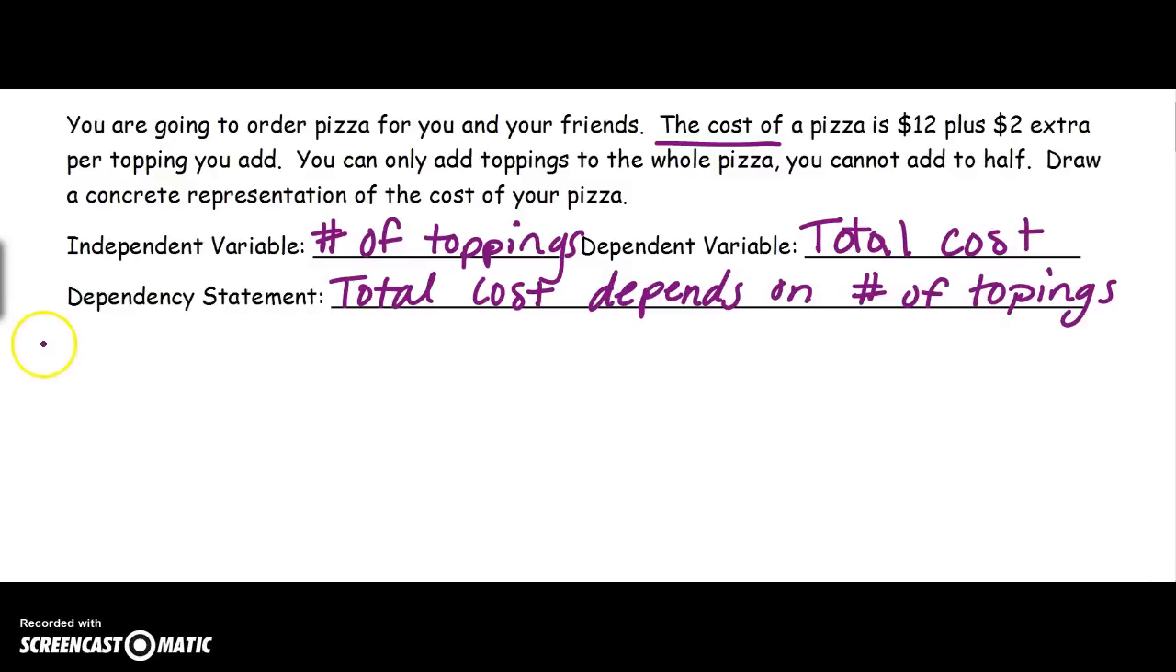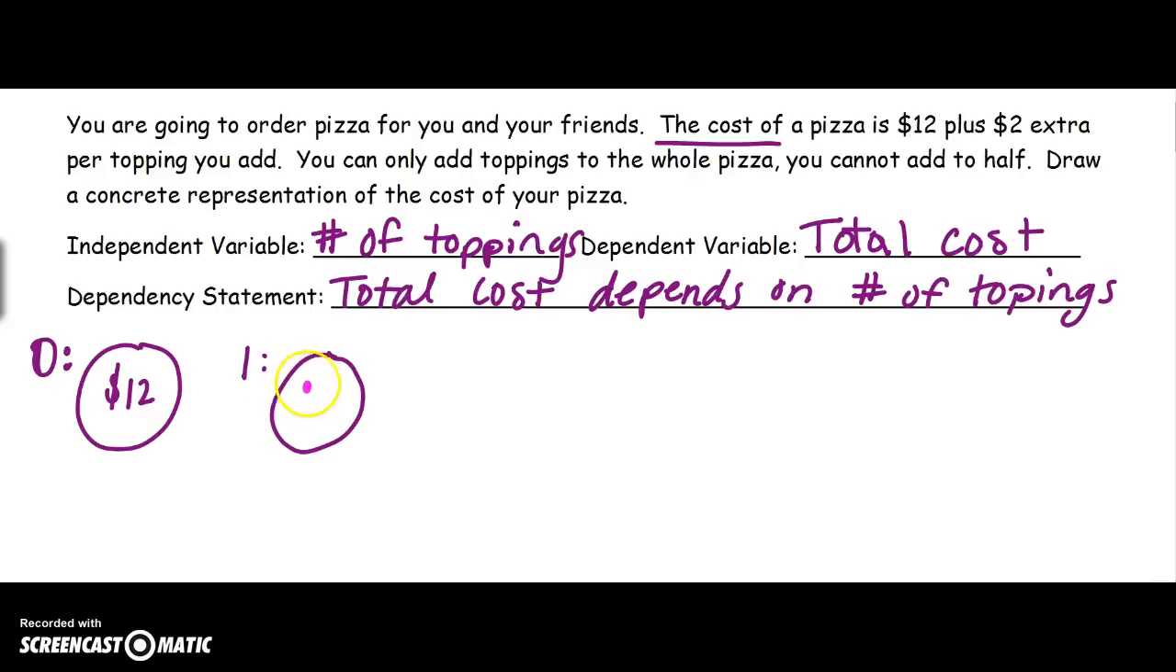So to start, 0 toppings, which is just a cheese pizza, right? That costs $12. If you want to add 1 topping, let's say you want to add pepperoni. Pink pepperoni, it's the new thing. So you add pepperoni. So you spend the $12, but you just added $2 to that total.